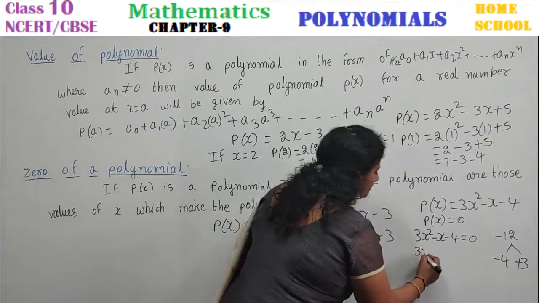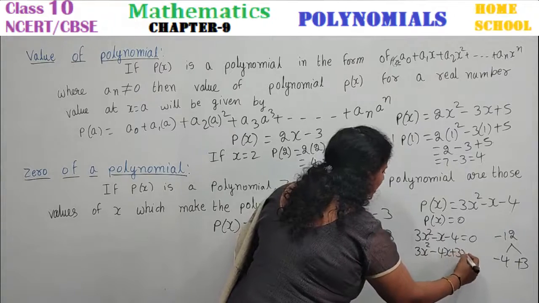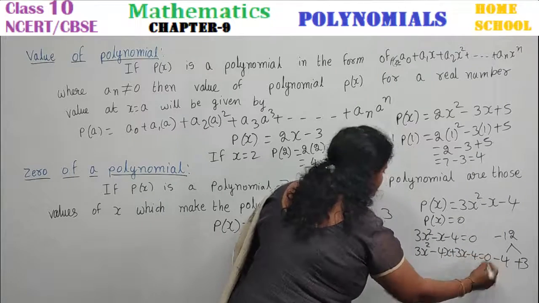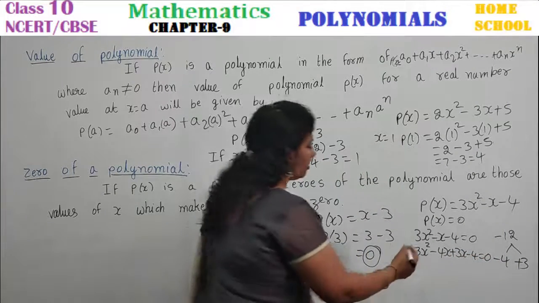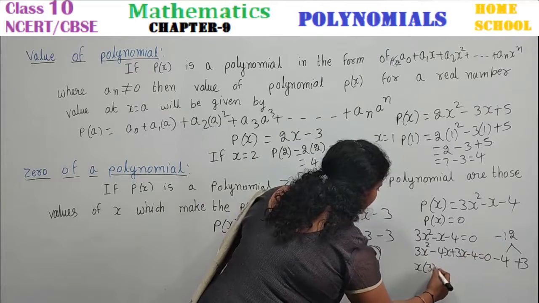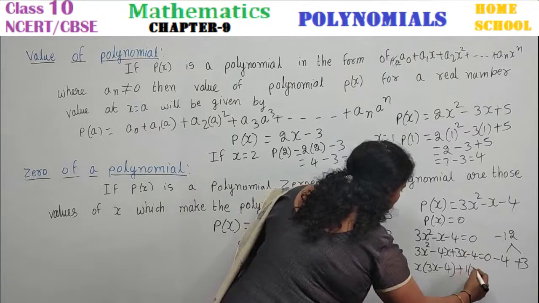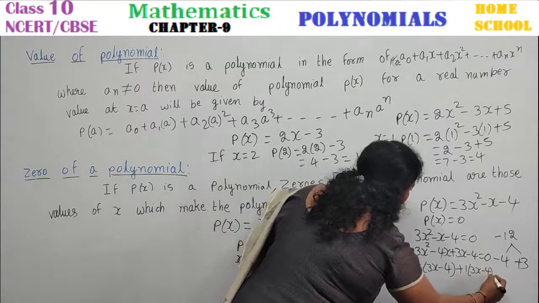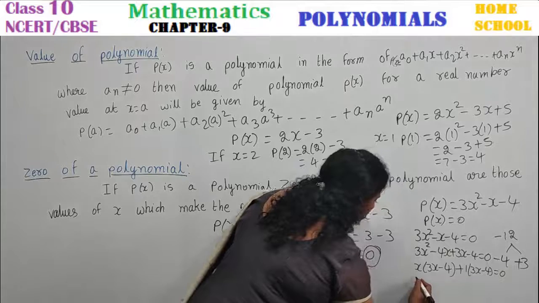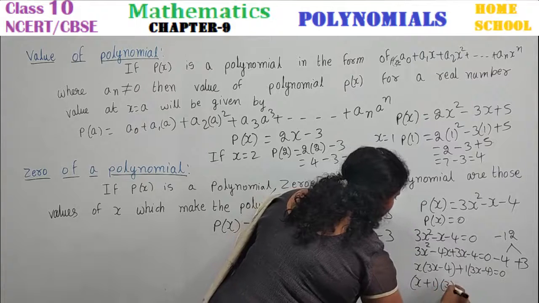Now split the term. 3x square minus 4x plus 3x minus 4 equal to 0. Now take out the common. Only x is common here: x into 3x minus 4, plus 1 is common: 3x minus 4. 3x minus 4 equal to 0. Then again in these two, 3x minus 4 is common. Remaining right here.